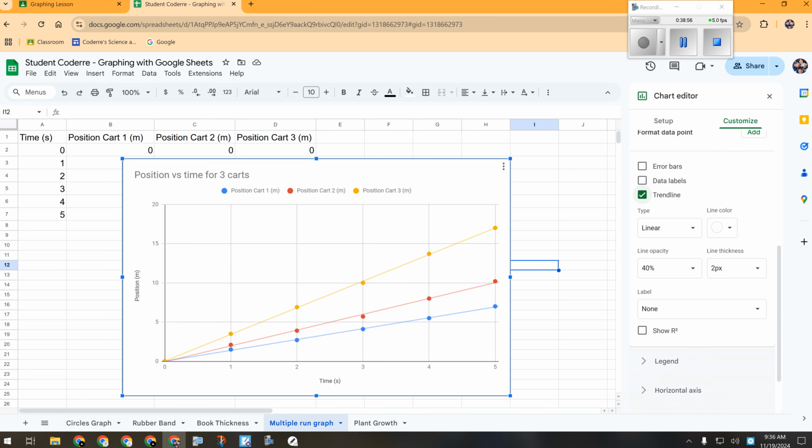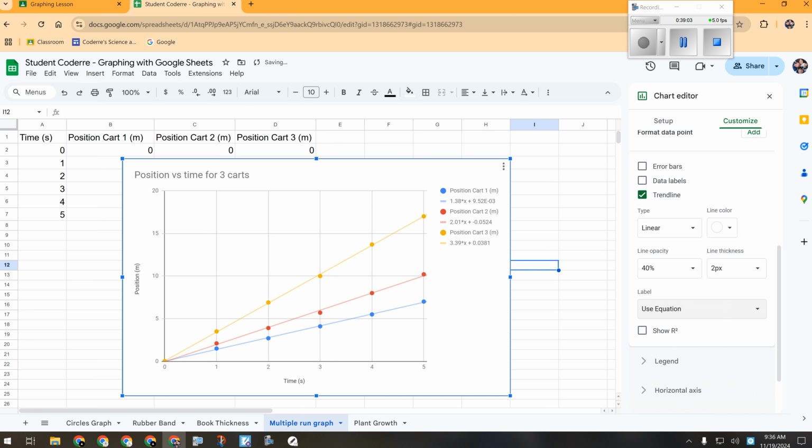They all need, however, a what? An equation. All right, so now I've got y equals mx plus b for each one of the carts. Okay, graph is complete.